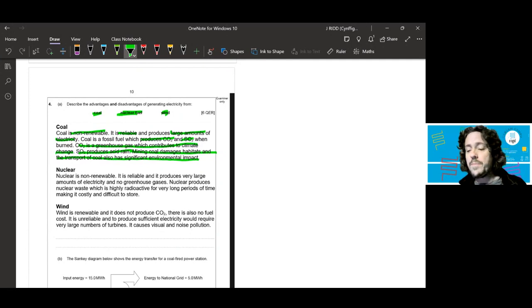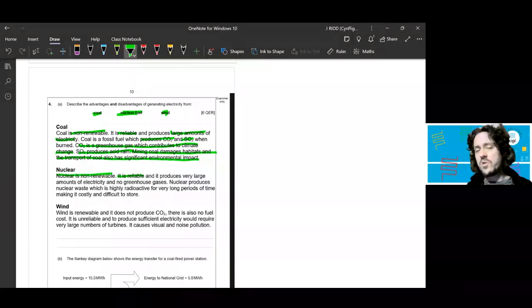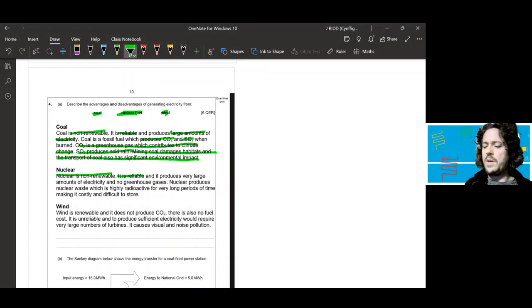So it's all there. You wouldn't need to say all of that for all of the marks for coal. You would maybe be expected to give 2 advantages and maybe 2 disadvantages. Nuclear then, again, disadvantage is non-renewable. However, it is reliable. So in that sense, coal and nuclear are similar. Produces very large amounts of electricity, but a big advantage here is no greenhouse gases.